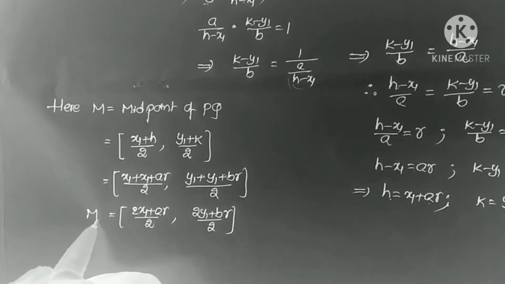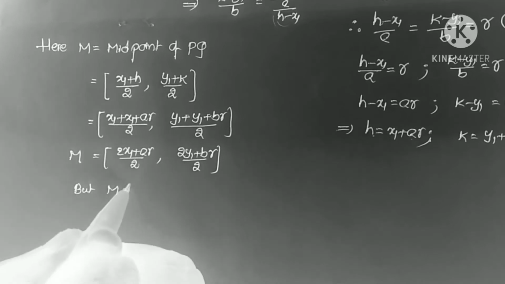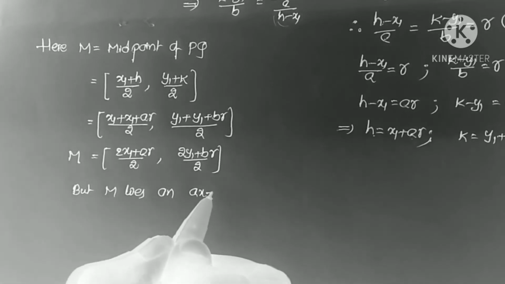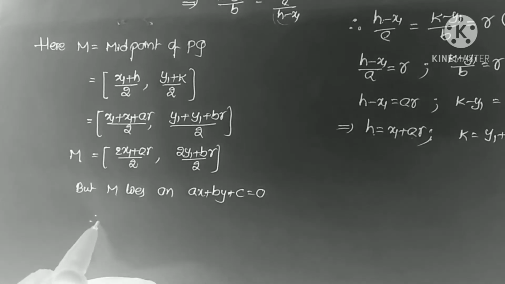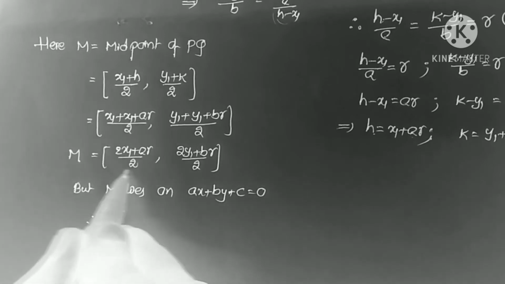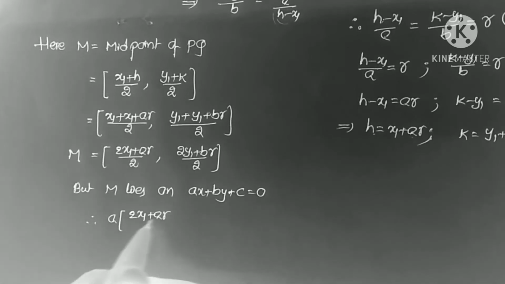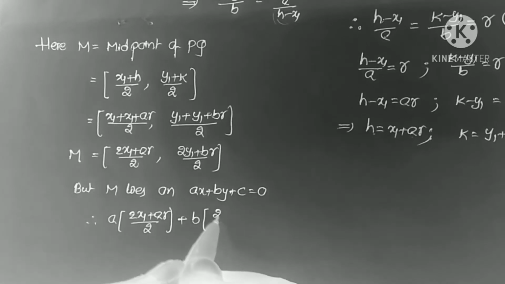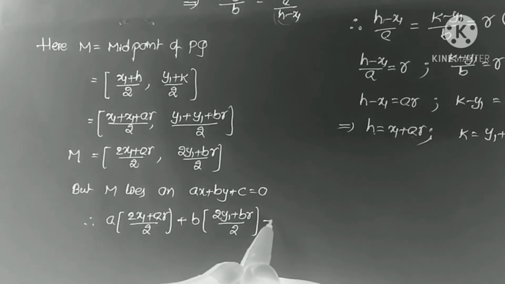Now we substitute this midpoint in the line equation, because M lies on ax + by + c = 0. So we substitute this point in the line equation. Therefore, a into the x value, in place of x we take (2x1 + ar)/2, plus b into the y value (2y1 + br)/2, plus c equals 0.